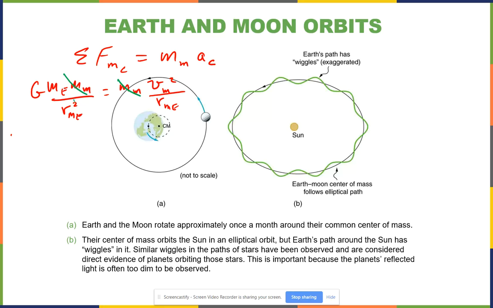Cancel those masses. Cancel one of these radii, and you see that there is a specific speed, the speed squared, that it has to have to do a circular orbit.